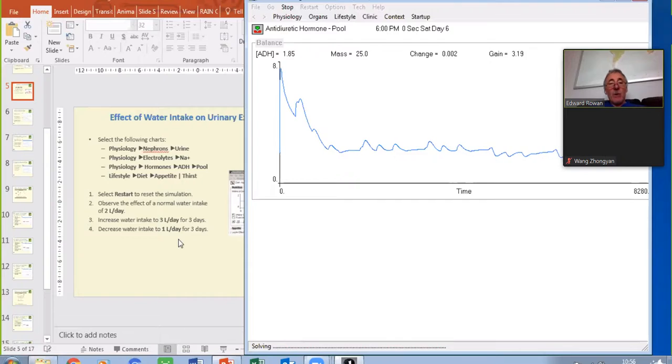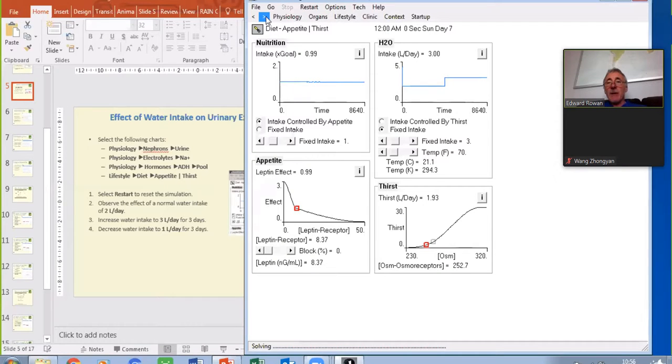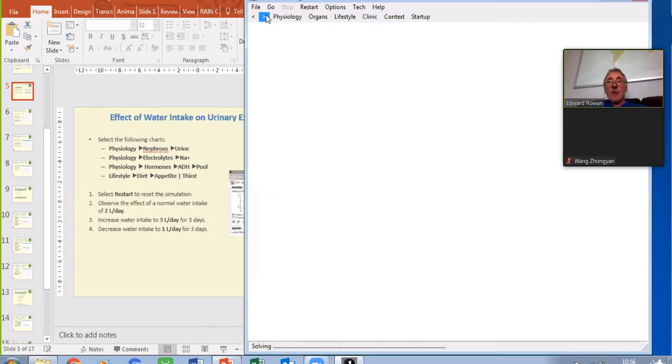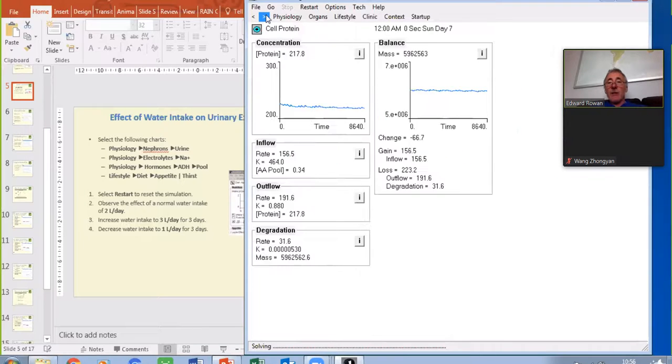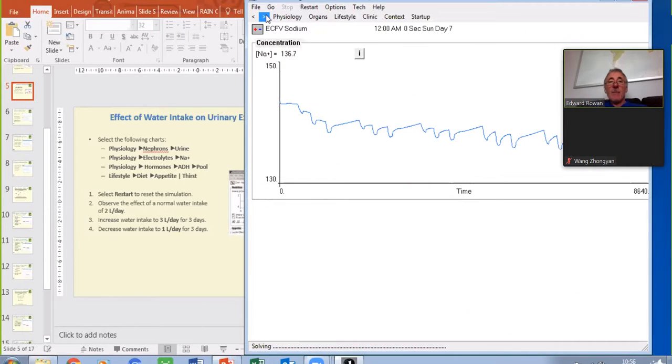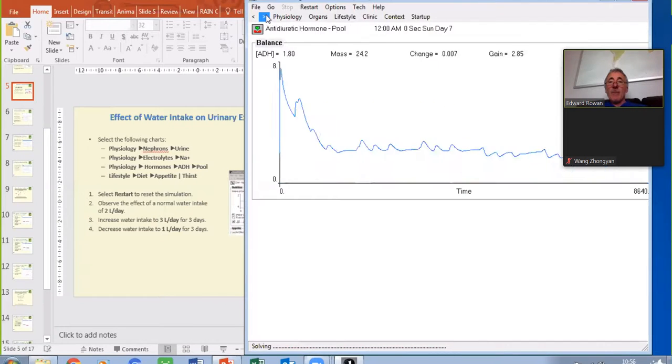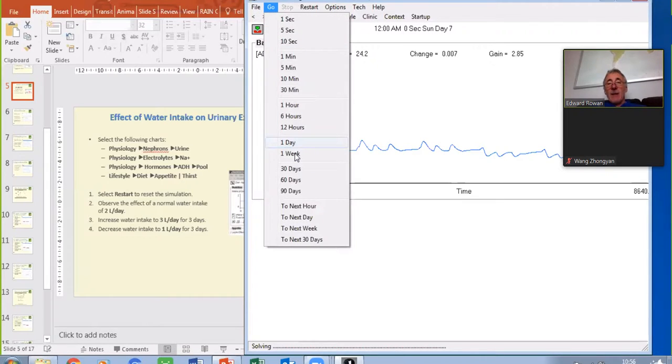And then the next one will actually decrease the water intake to 1 litre per day. Let me just go, where is it? 1 litre per day. Yep, 1 litre per day. Let me look at the graphs. Not that one, not that one, not that one. That's water excretion. That's one. Antidiuretic hormone.